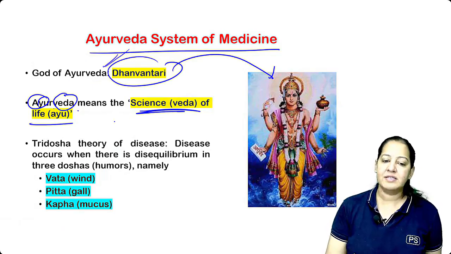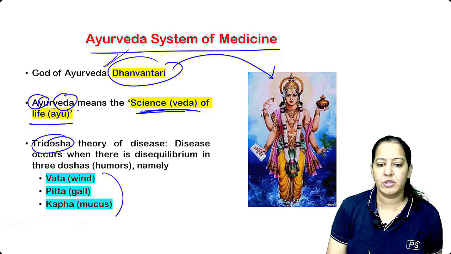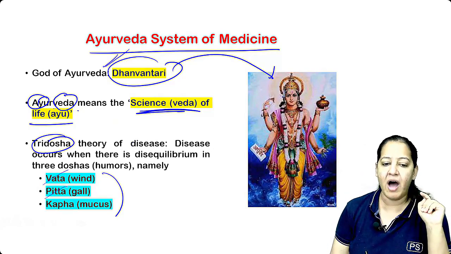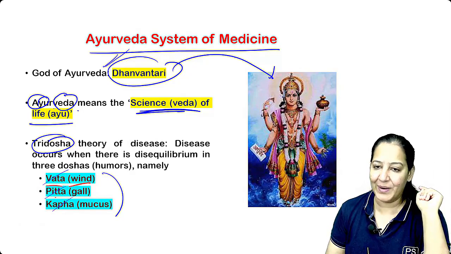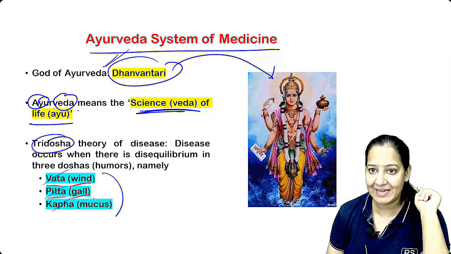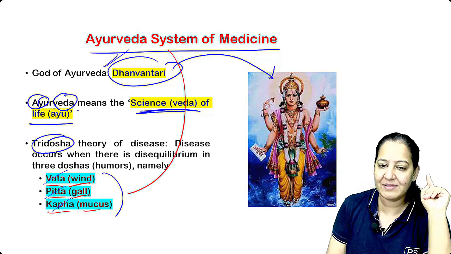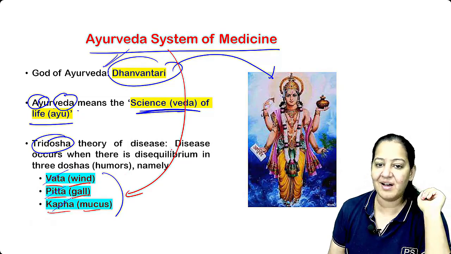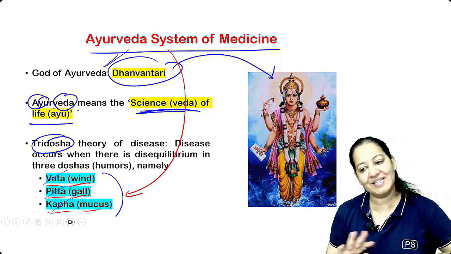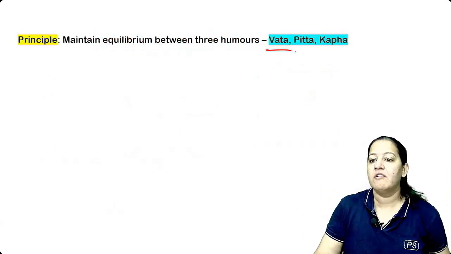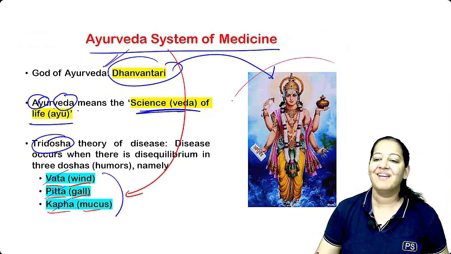So Ayurveda is the science of life. The principle is that it depends on the Tridosha theory of disease: Vata, Pitta, Kapha. Have you heard about these words? Vata is wind. Pitta is the bile, the yellow bile. And Kapha is the mucus; when we cough, the sputum comes. So this believes that diseases occur due to imbalance between the three. That is the Tridosha theory of disease. Don't go into detail how it occurs. That is the principle of Ayurveda. How many of you got it? Learn the god, Dhanvantri.